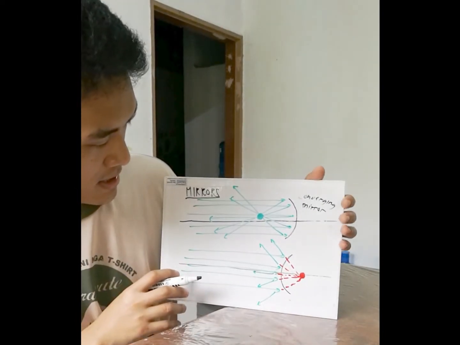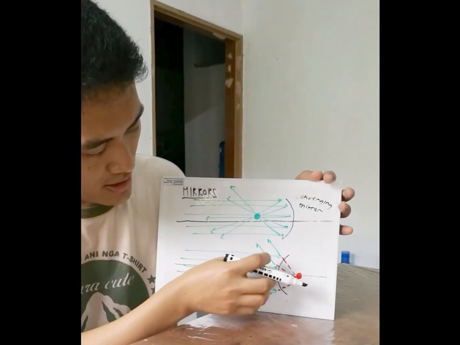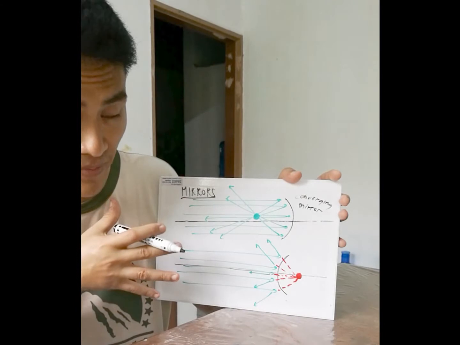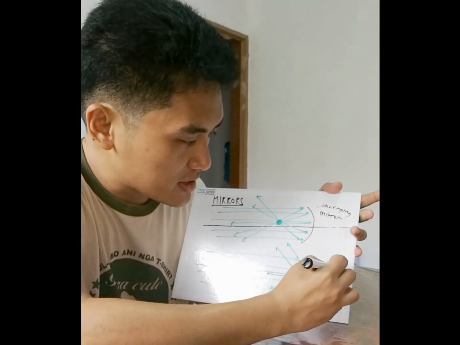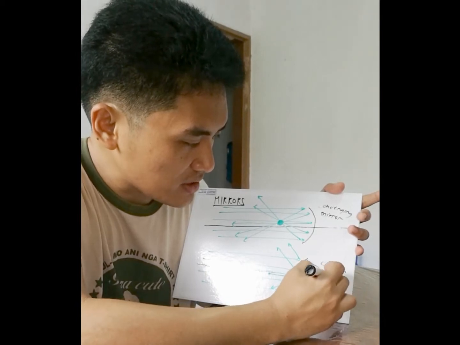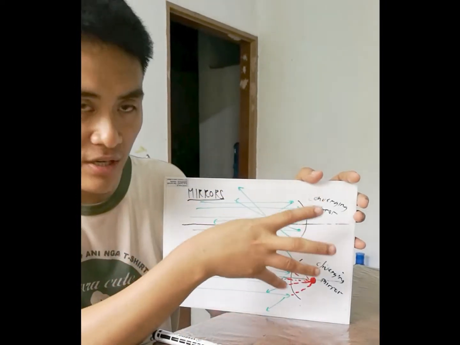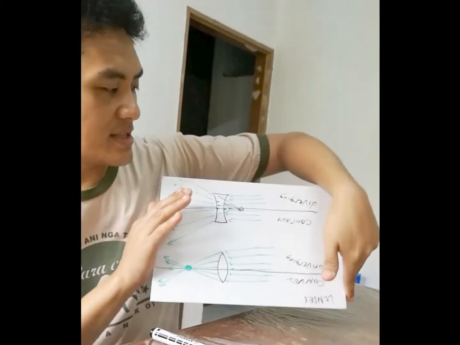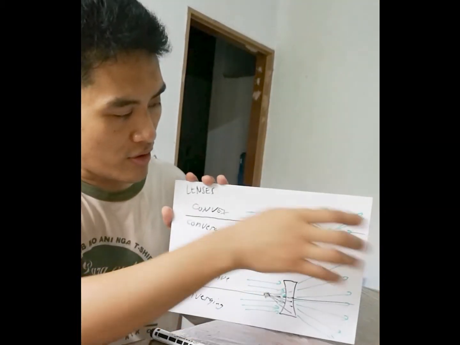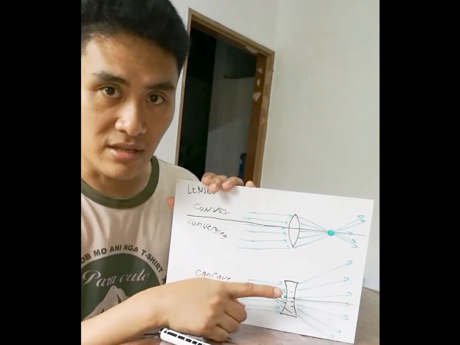And in this shape of a mirror, when light rays hit the surface, the light rays are actually spread out. So they are diverged. So we call this a diverging mirror, right? So for mirrors, you also have a converging mirror and a diverging mirror. For lenses, you can have a converging lens and a diverging lens.